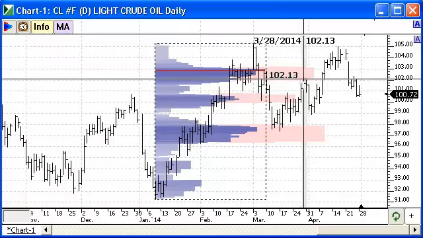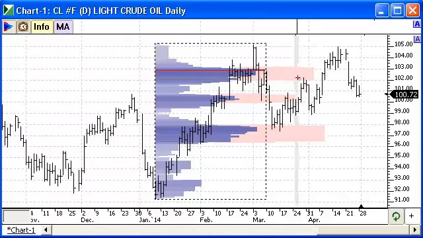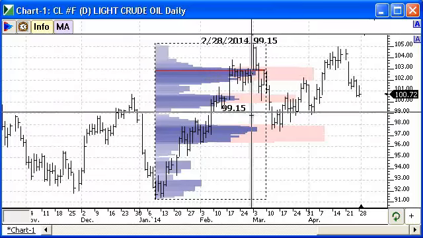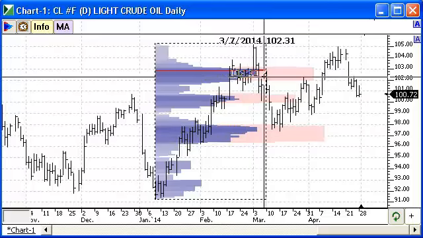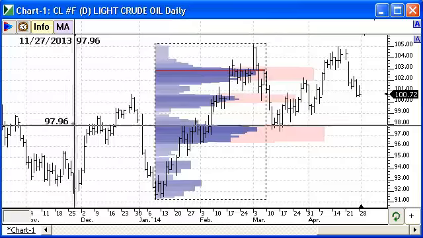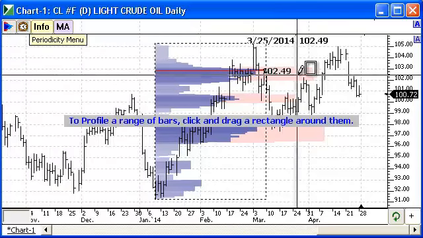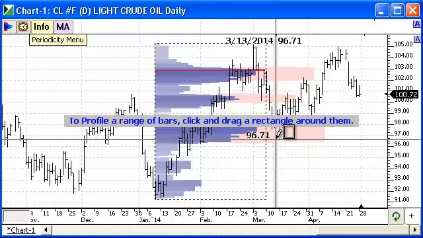The market, even at the end of March, was still responding to these levels of high volume, these high volume areas that the market established over the course of this rally. And that's how using volume profiles to calculate support and resistance works.